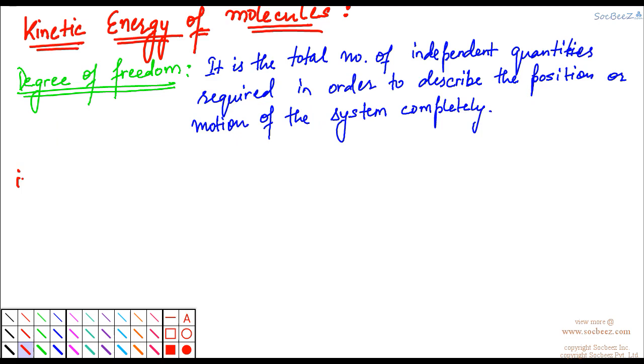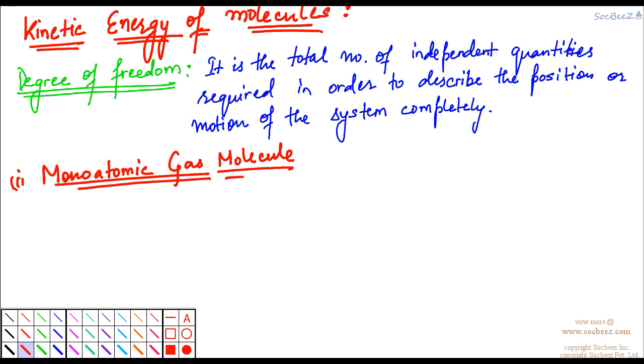So if we are dealing with monoatomic gases, which have only one atom in them, then there would be some different number of degrees of freedom. And when you are dealing with diatomic or polyatomic, then you would require a different number of independent quantities in order to define the motion of the particles. Okay, so examples of monoatomic gases are helium, argon, neon, which have only one atom in one molecule.